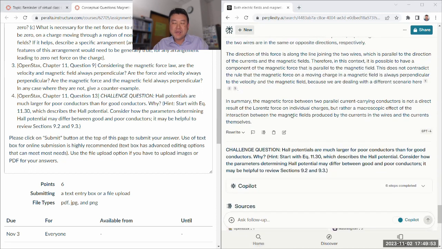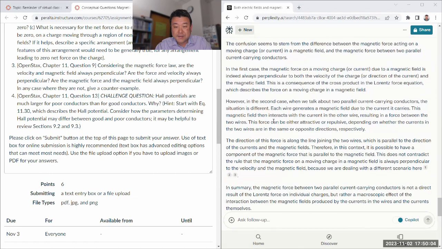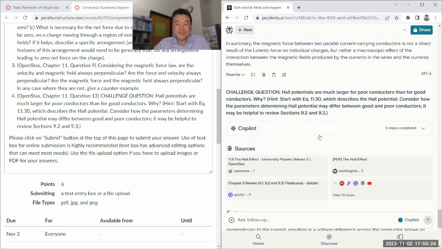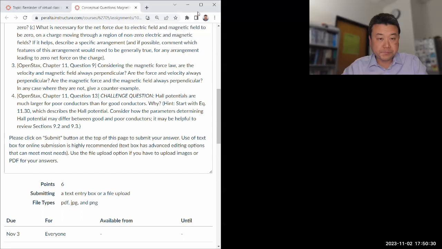For question three, whenever you are asking GPT geometry questions, as you are reading, try to make sense of it. Draw the picture. When it says nonsense like "each wire generates... the direction of the force is along the line joining the two wires": two wires, the line joining the two wires, it's perpendicular, not parallel. When it says "which is parallel to the direction of currents and the magnetic field," no, that's nonsense. Draw the picture and figure out that it's nonsense. All right, so that's the conceptual question.